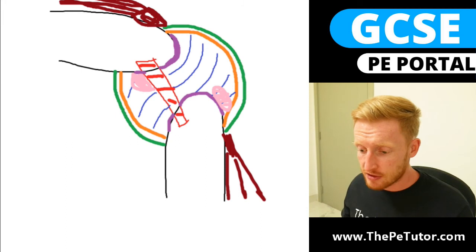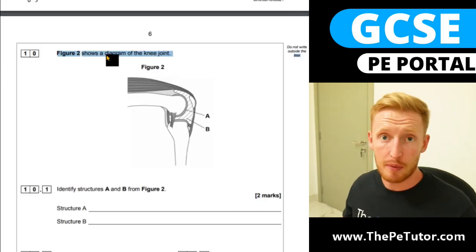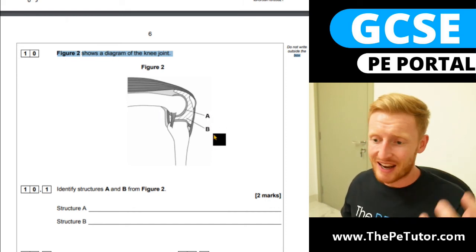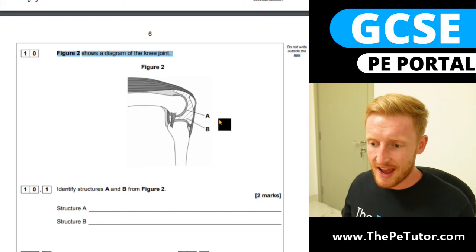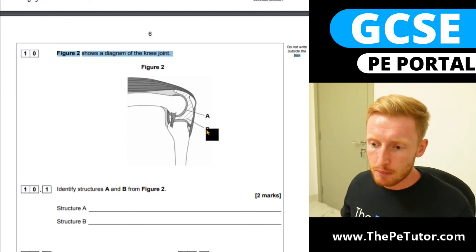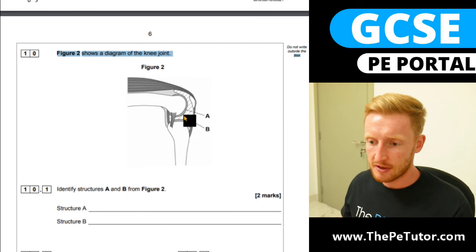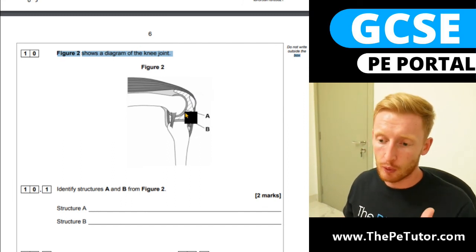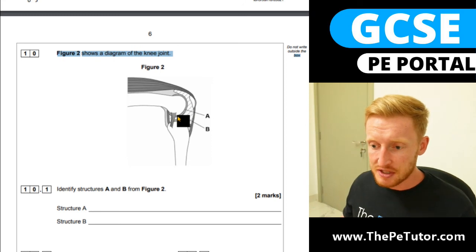So if we jump back to the exam question, figure 2 shows a diagram of the knee joint. Label A and B. Well, now that we've got that picture in our mind from the one that we've just drawn, A is pointing to the thing that wraps around the end of the bone, so we know that to be cartilage. And then we have B pointing to the void, the space, this lined off area, which we now know to be synovial fluid.